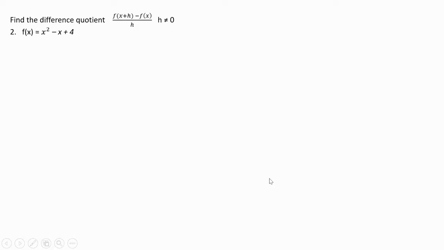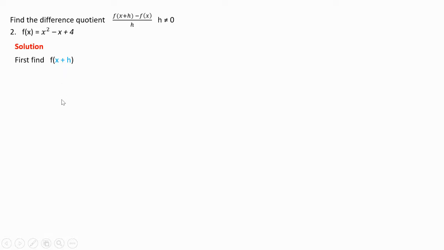Now this is called find the difference quotient. You want to find f of x plus h minus f of x over h, and h cannot be 0. Why is that? Because if h is 0, this will be undefined, because on a rational expression or a fraction, the denominator can never be 0, since something over 0 is undefined. So what's the objective here? I need to find f of x plus h first, because f of x is already here. Then I subtract f of x, which is x squared minus x plus 4.